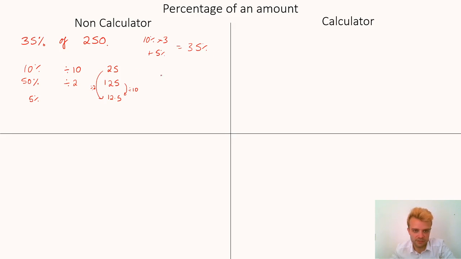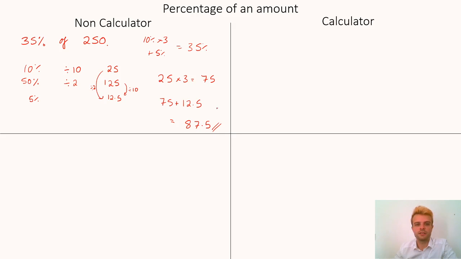And that is going to give us the 35% that we require. So the 10% was 25. Let's take our 25 and times that by 3, which is 75. And we then add on our 5%, which was 12.5. And 75 plus 12.5 is 87.5. So that is 35% of 250.